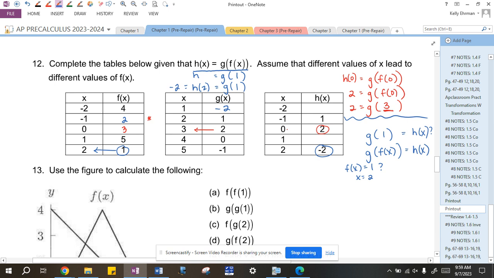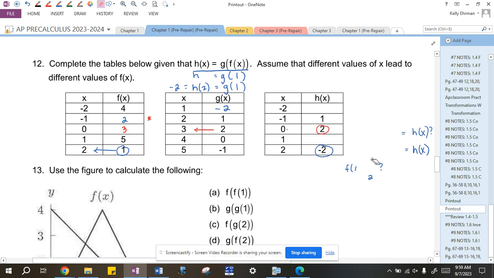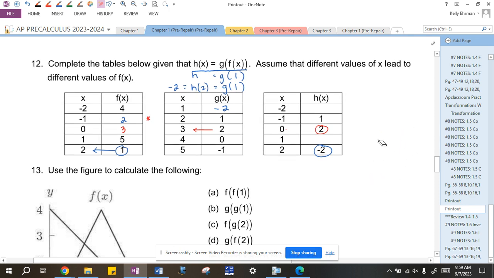Again, these are confusing. So if you're feeling like, what is happening? We will go through these again. You might want to rework through them. I will give you new tables and we'll practice them again. F of x and g of x are the hardest two tables to fill out of these three because we're kind of working backwards.